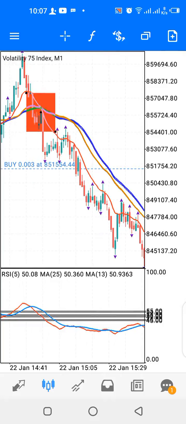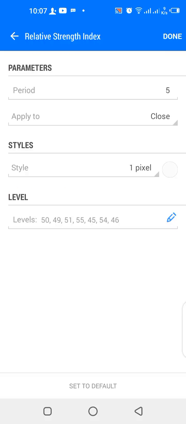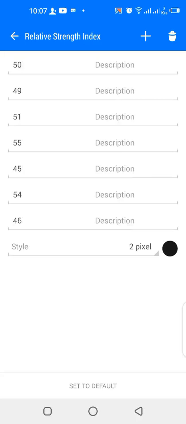So that's that. Let's look at the settings for indicator window 1. For indicator window 1, we have relative strength index. Let's look at the period. The period is 5. Apply to close. Color will match the background, the color of the chart. All right, let's look at the levels.